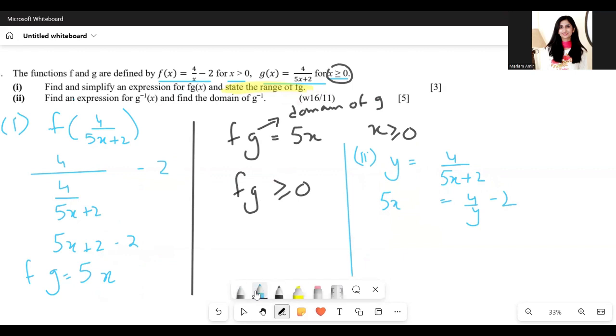So I'm going to divide 5 separately. So we get 4 upon 5y, sorry, 4 upon 5y minus 2 upon 5. I've separately divided 5 with both the fractions. There was 2 upon 1 and 4 upon y. So this also works. Okay, so this is going to be the inverse of g. So 4 upon 5y minus 2 upon 5.